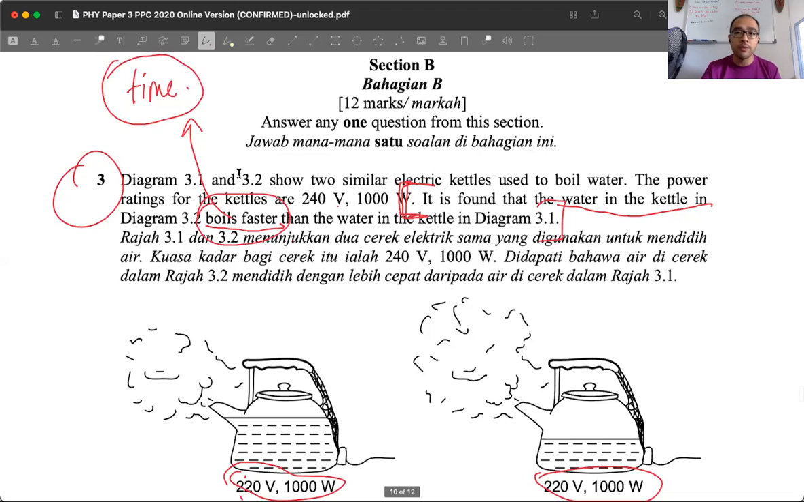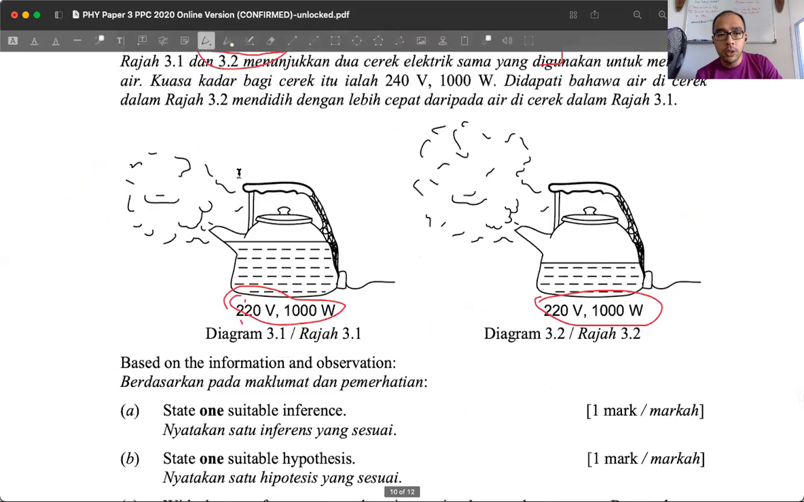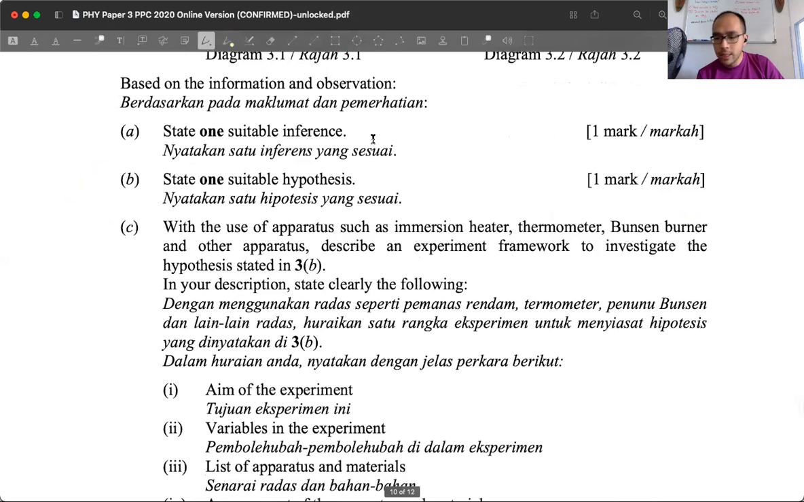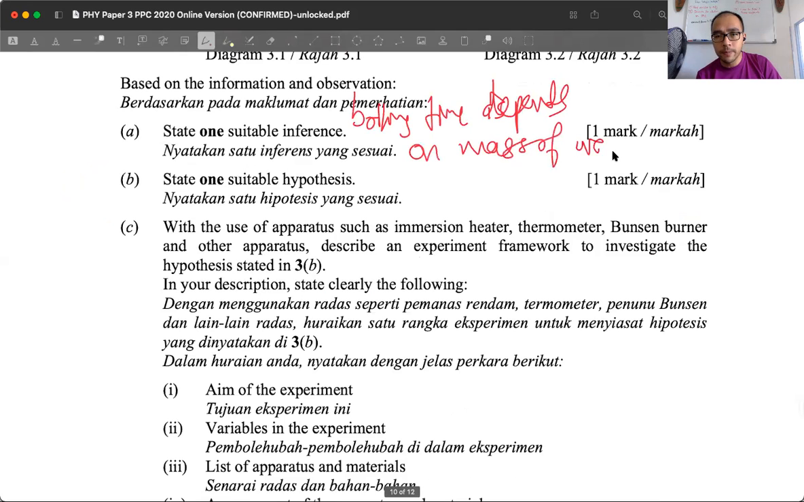I discussed this with Cikgu Hee to see whether we can accept the words increase in temperature. Cannot. Increase in temperature is a totally different experiment altogether. Okay. So state the suitable inference. Boiling time depends on mass of water.